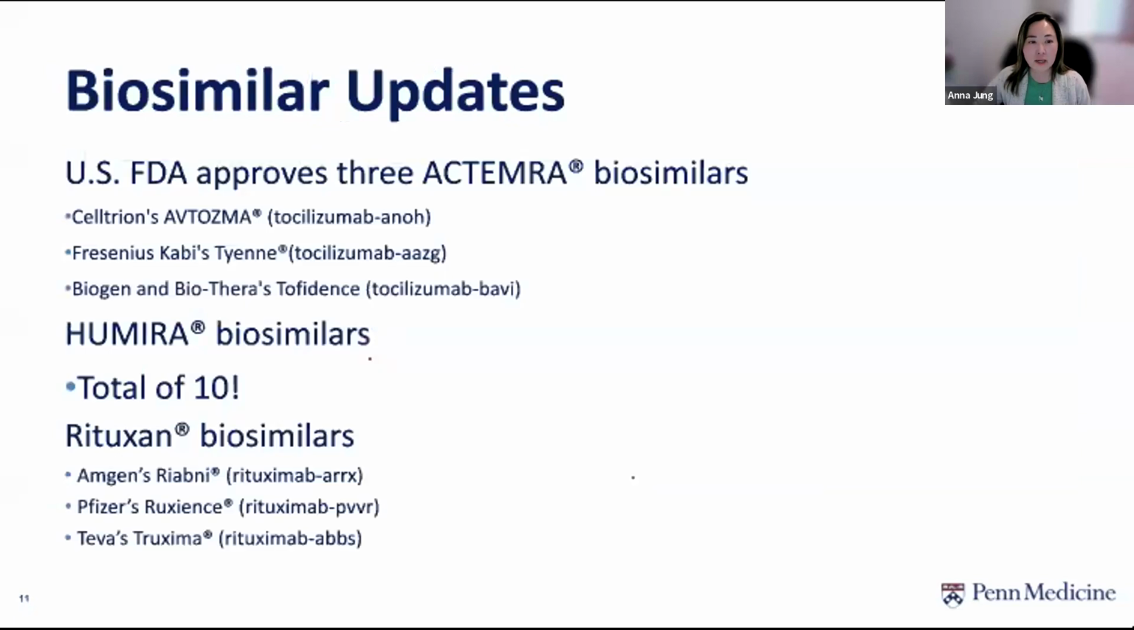So I just wanted to provide a quick update on some of the biosimilars that are available currently, and this may not be a complete list. Some of the Rituxan biosimilars have been on the market for several years now, and Humira biosimilars have come onto the market in the past 2 years. There's a total of 10, which is a lot. And then also the FDA has approved 3 Actemra biosimilars.